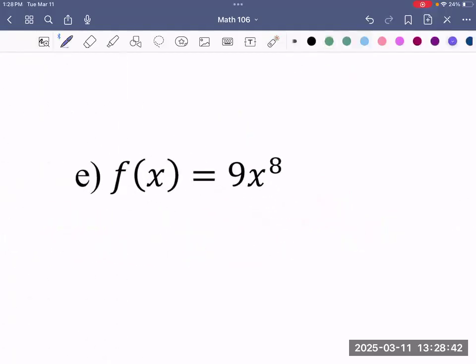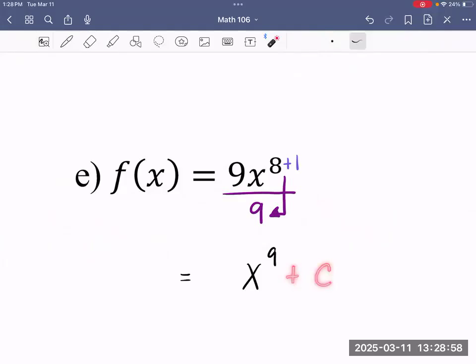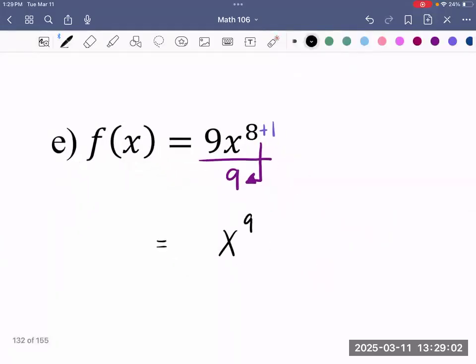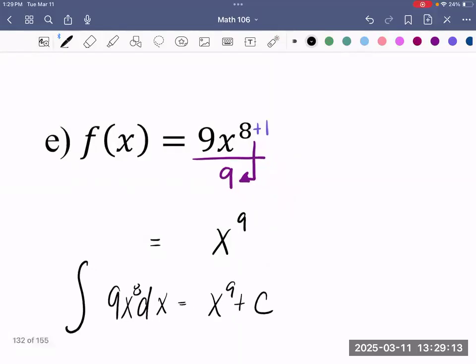Let's do it again. Plus 1, divide by 9. So this makes x to the 9th. And notice that we don't have to add plus c because it does not have that dx over here. If it wanted it, it would say, hey, the integral of 9x to the 8th dx is x to the 9th plus c.